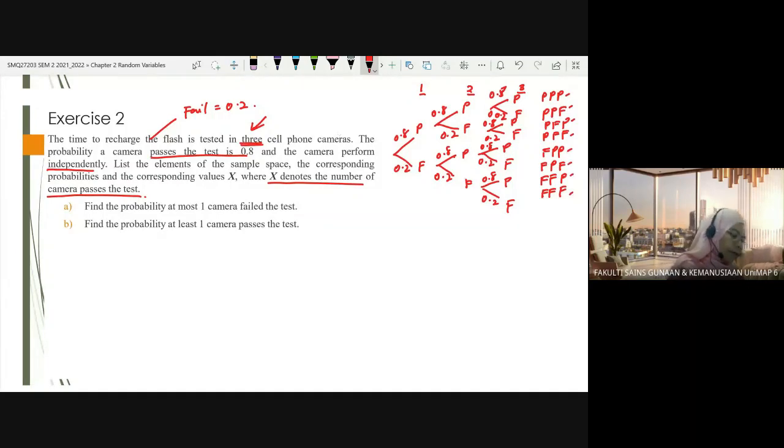Now X denotes the number of cameras that pass the test. So you need to count how many pass. So X is the number of passes, starting from 0. Hold on for a second.